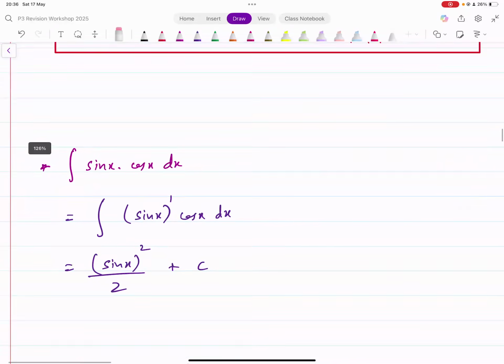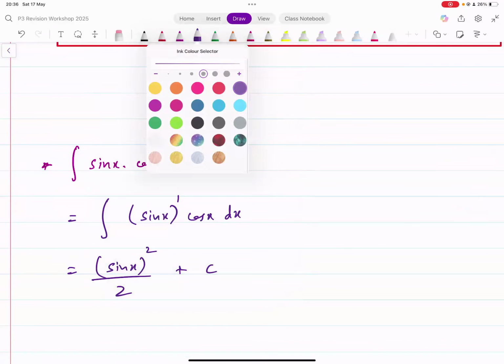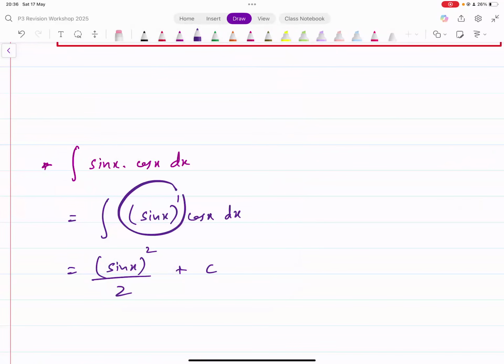Let me give you an example of that. For instance, sine x into cos x. We could think of it as sine of x power 1 and then cos x outside. So we could say we have sine x.